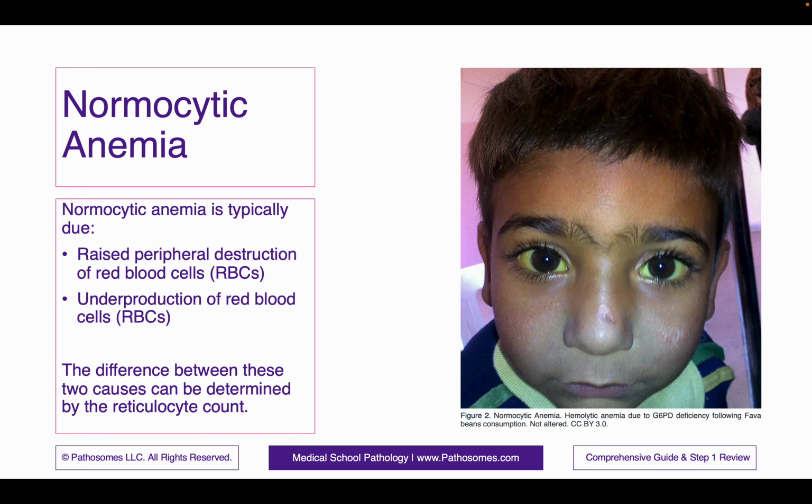Normocytic anemia is typically due to raised peripheral destruction of the red blood cells or underproduction of red blood cells, such as with a parvovirus infection. The difference between these two causes can be determined by the reticulocyte count. Here in this image, we have a patient with normocytic anemia due to a G6PD deficiency following fava bean consumption.